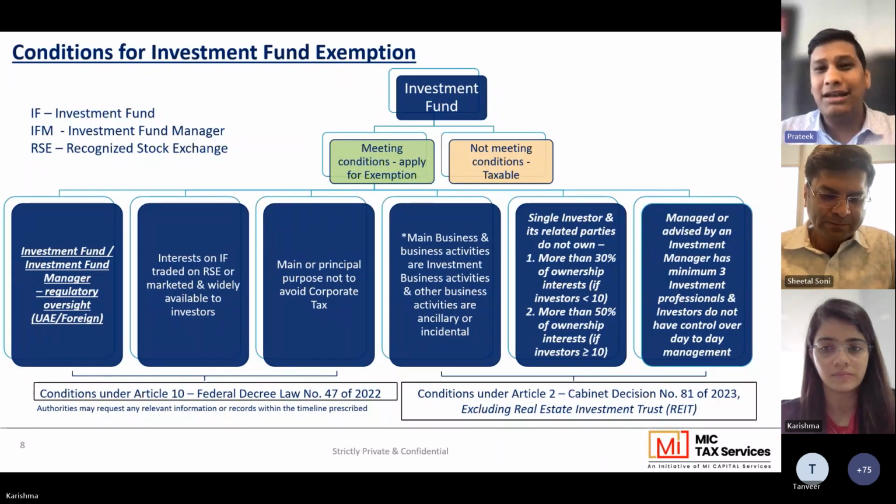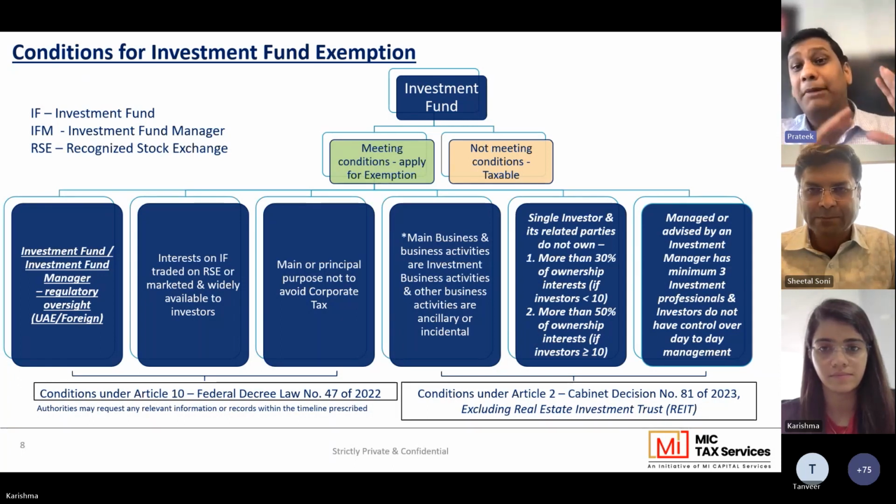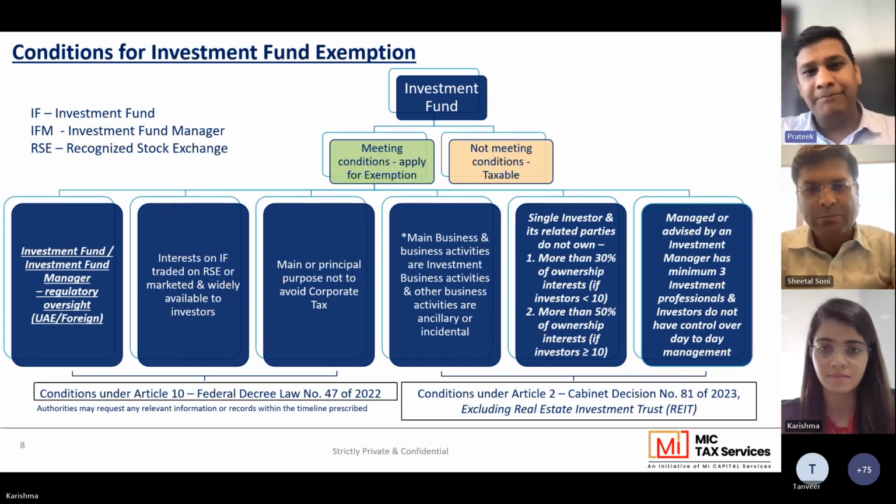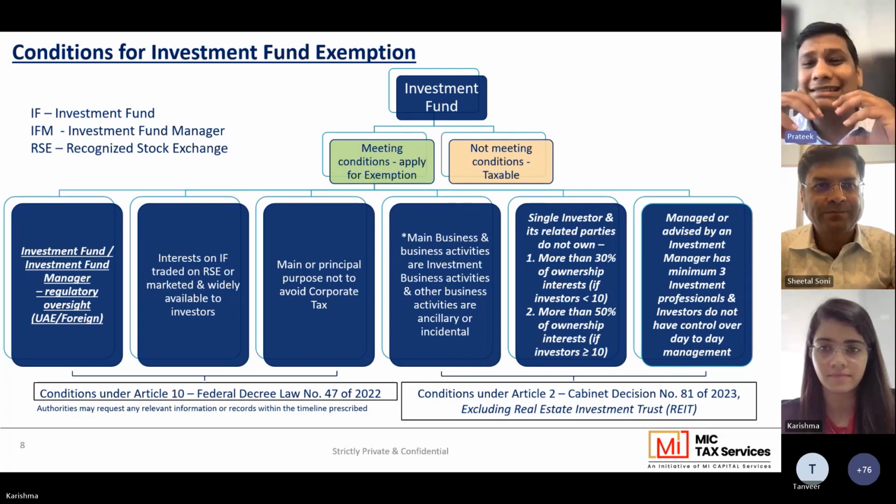Then in Cabinet Decision 81, we got a few more conditions which had to be fulfilled. What are those conditions? Very simple. The main objective has to be investment, but there is 5% of other ancillary service income that you can generate. If the fund has 10 investors or fewer, then a single investor with its related parties cannot own more than 30% of the ownership interest rights.